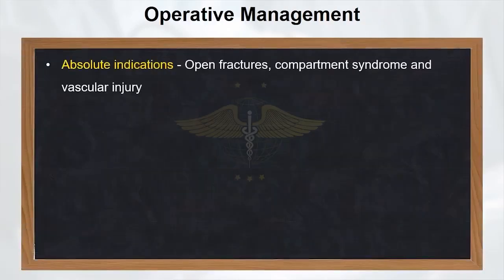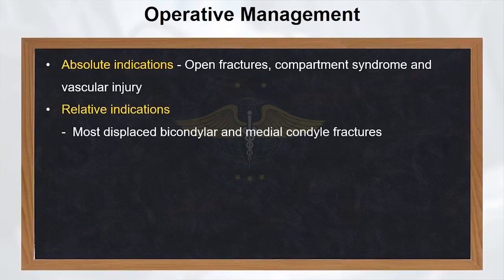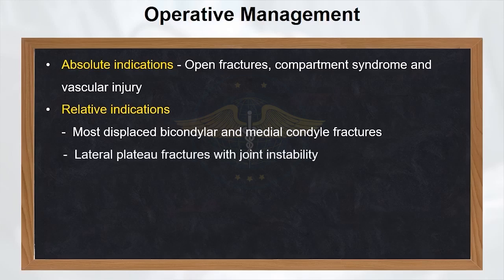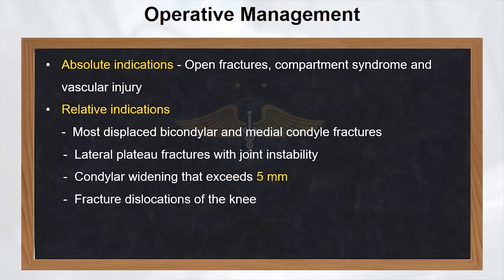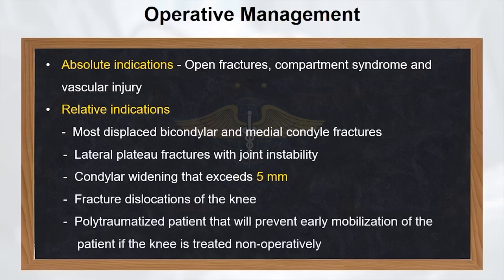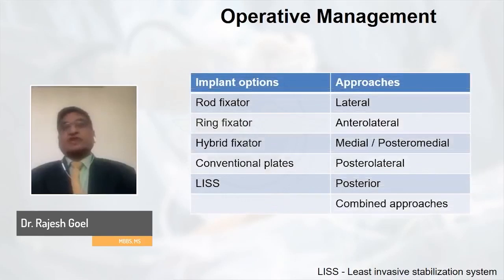In operative management, the absolute indications are open fracture, compartment syndrome and vascular injury. These are the three main indications. But the relative indications, which we usually follow, are most displaced bicondylar and medial condyle fractures, lateral plateau fractures with joint instability, condylar widening that exceeds 5 millimeter, fracture dislocation of the knee, and polytrauma patients in whom you need early mobilization. In operative management, what should be the implant and what should be the approach?